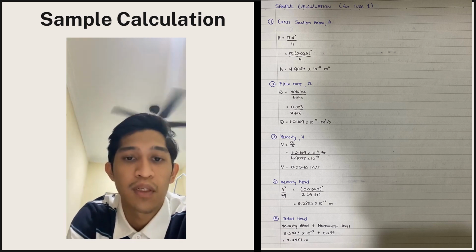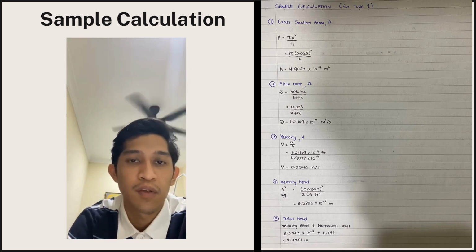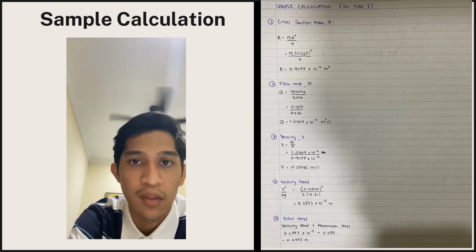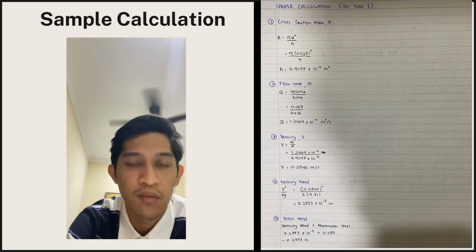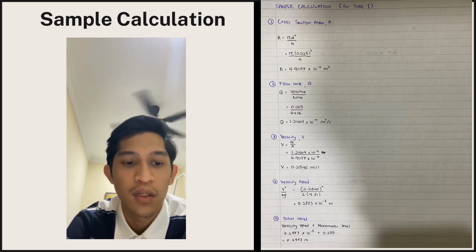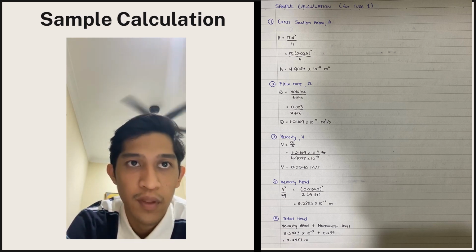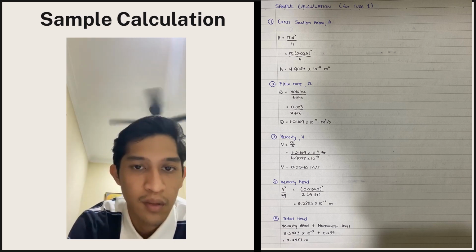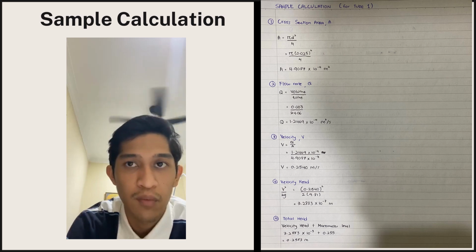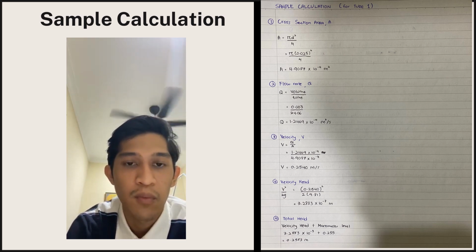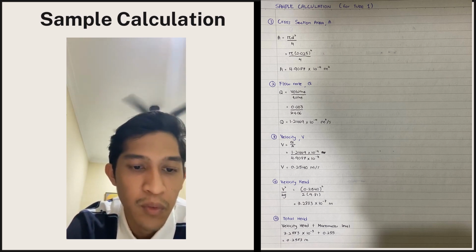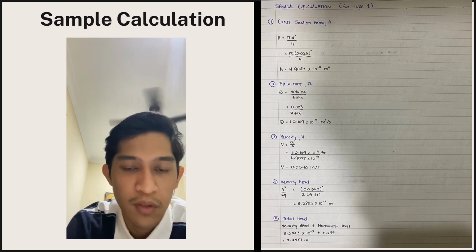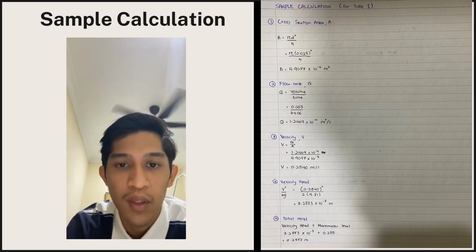Assalamualaikum. For a sample calculation, I will show you the first tube only. The first step is to find the cross-section area using the formula pi d squared over 4, and then we find the flow rate using the formula volume over time. The third step is to find the velocity. The velocity formula is Q over A. We already have Q, which is the flow rate, and the area, so we just use those in the formula and then we get V.